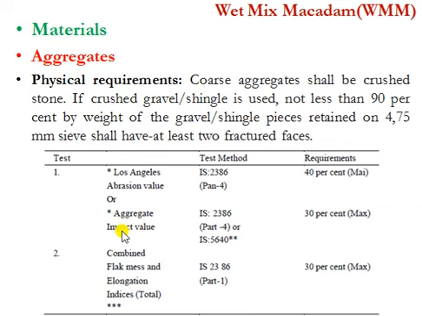become very thin. So as a result of this, when these flaky or elongated aggregates are subjected to loading from the vehicle, the edges of the aggregates will undergo breaking. So once the aggregate breaks, it is termed as a failure of an aggregate.